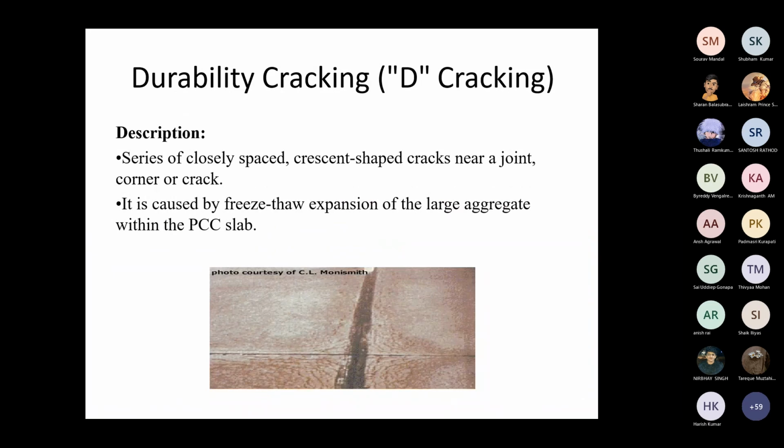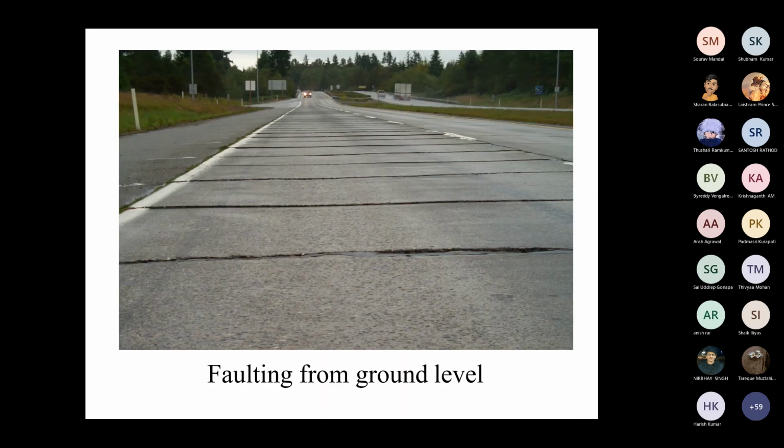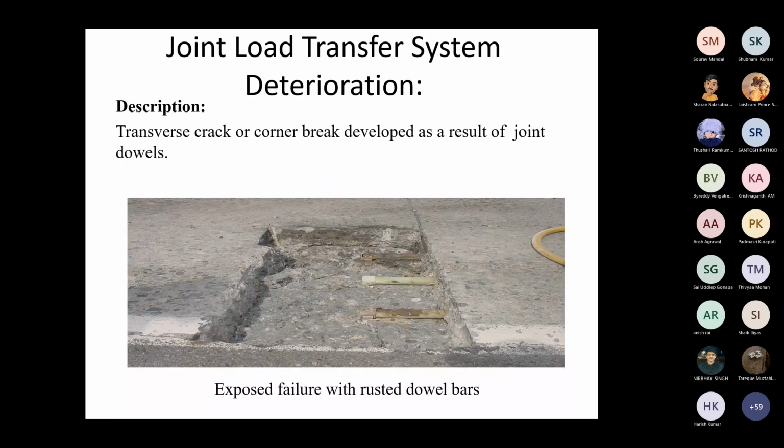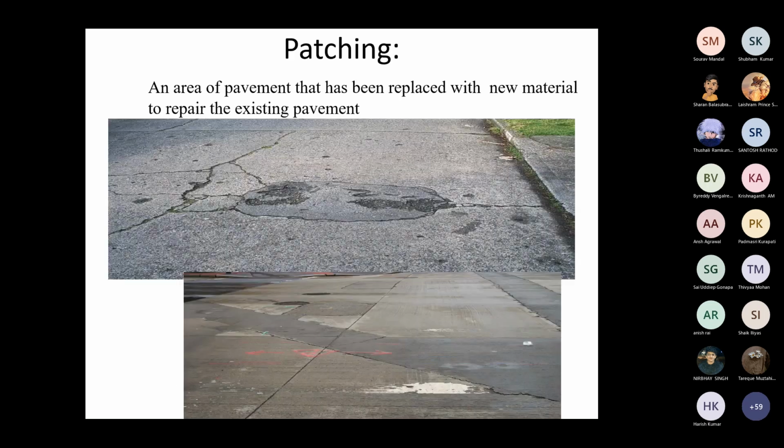Durability cracking: closely spaced cracks in a crescent shape in the corner or along the crack. And faulting is the difference in elevation at the joint between the slabs. In the joint load transfer system, like dowel bars, there can be failure. Linear or panel cracking, which is not associated with corner breaks, will extend across the entire slab width.